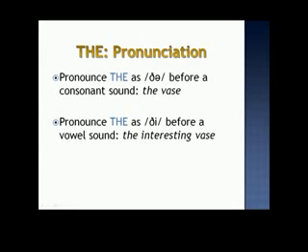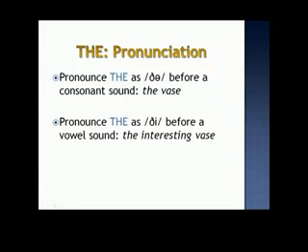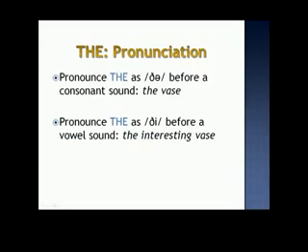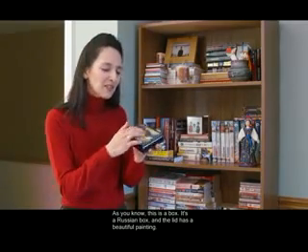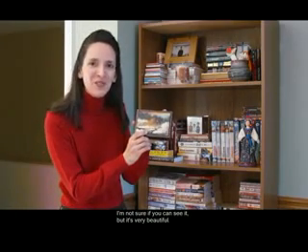Note how we have one definite article that can be pronounced two different ways. Pronounce the as thuh before a consonant sound, as in the vase. Pronounce the as thee before a vowel sound, as in the interesting vase. Listen again. The vase. The interesting vase. As you know, this is a box. It's a Russian box, and the lid has a beautiful painting. I'm not sure if you can see it, but it's very beautiful.